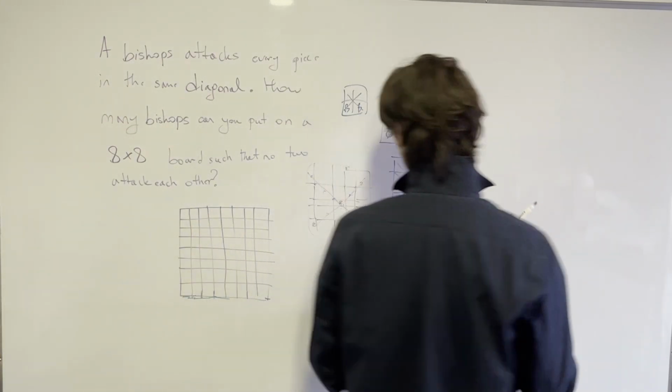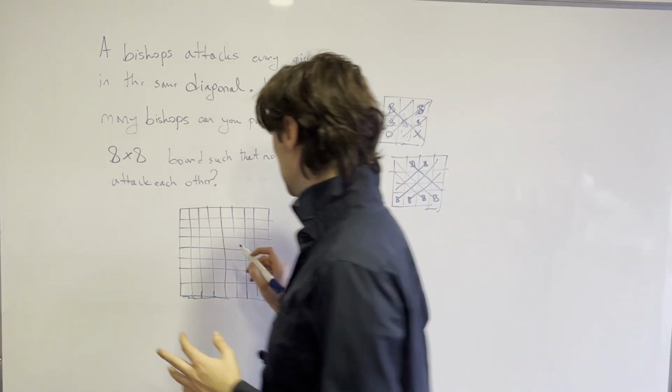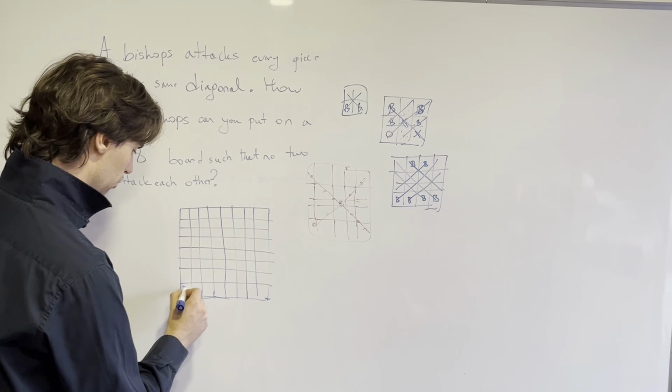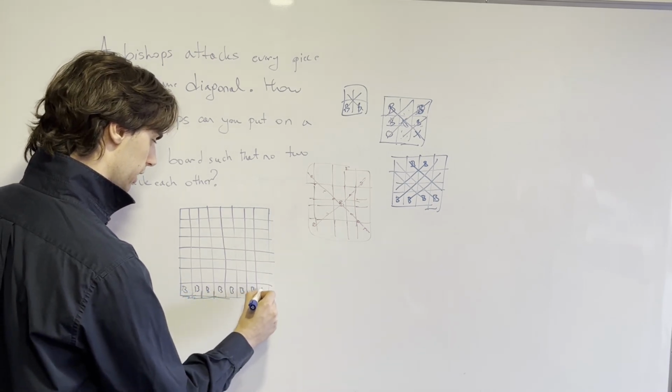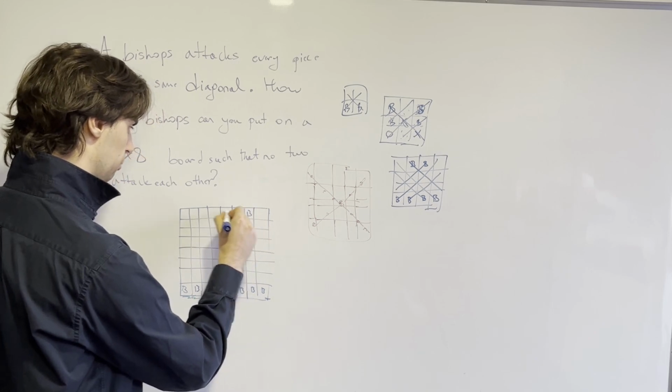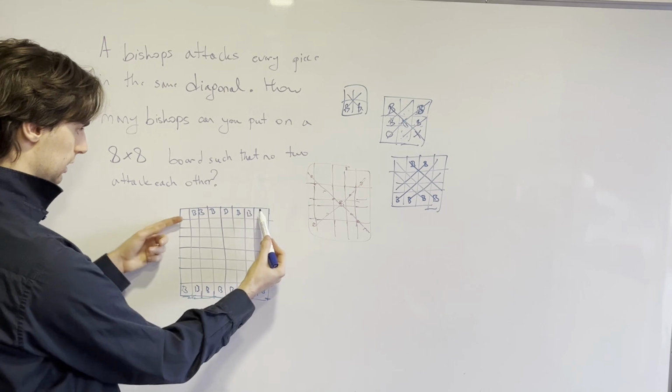And now we can do a similar thing here. We can sort of draw this, and we can say, okay, let's put a bishop here, here, here, here, here, here, here. This is going to be our construction. We just put the bishops on the sides like this.